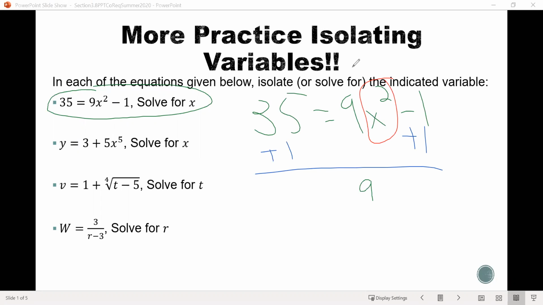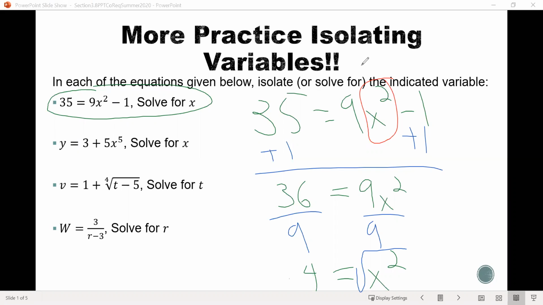So this would become 9x squared equals 35 plus 1 is 36. Then divide by 9 on both sides, since the 9 is being multiplied by the x squared. So we'd have x squared equals 36 divided by 9 is 4. And then to finish solving for x here, we need to undo the squared term, right? So do the inverse of squaring something, which is square rooting it. Do the square root here.